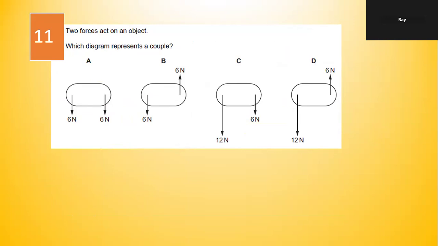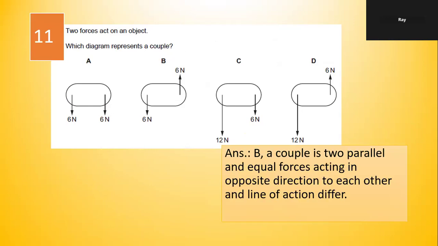Which diagram represents a couple? B. Okay, good. A couple is two parallel equal forces acting in opposite directions to each other, and the lines of action are different.